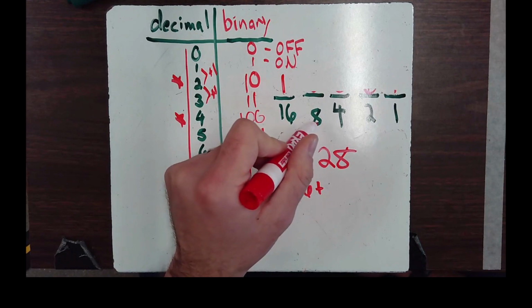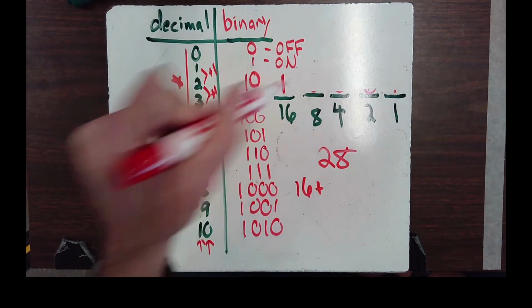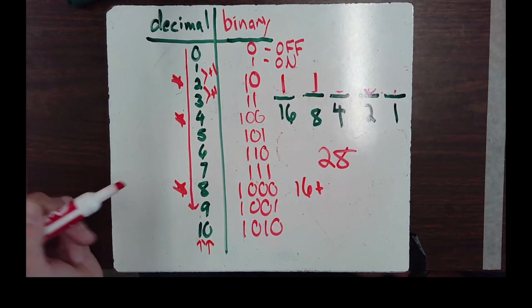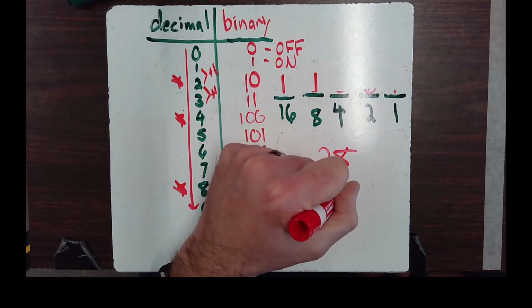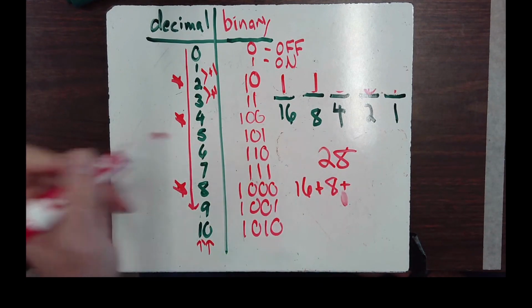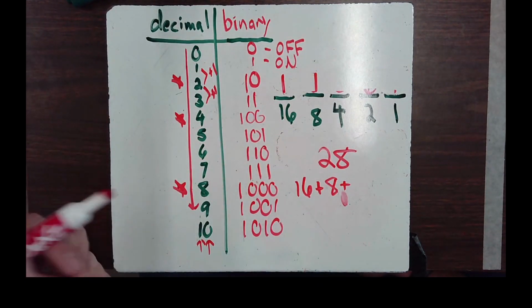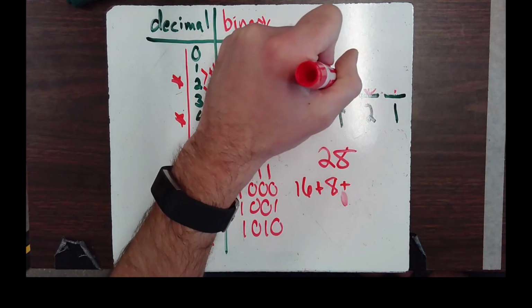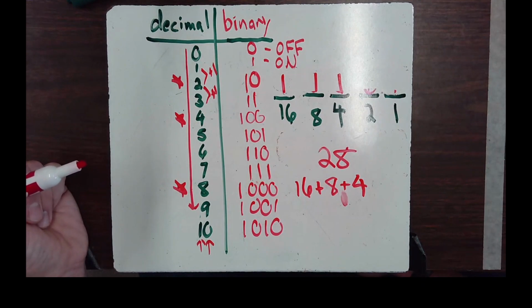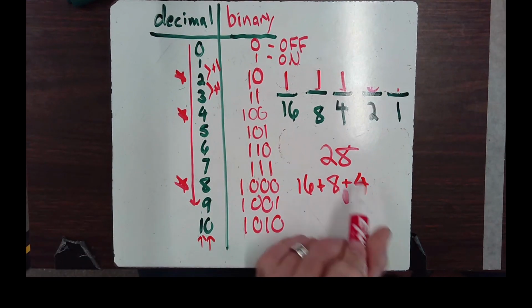Would I use an 8? 16 plus 8 is 24. So yep, that gets me pretty close. I'd put an 8 in there. So 16 plus 8 is 24. I have to go 4 more. Oh, so I only need 4 more to get up to 28, so I'd use the 4. And that puts me at 28. 16 plus 8 plus 4 is 28.